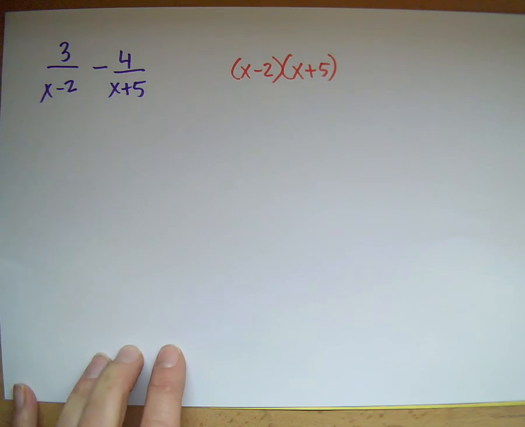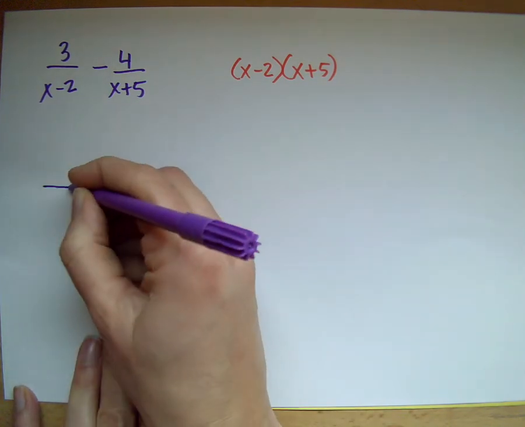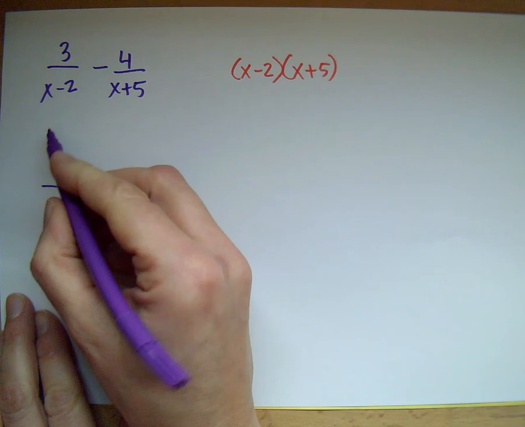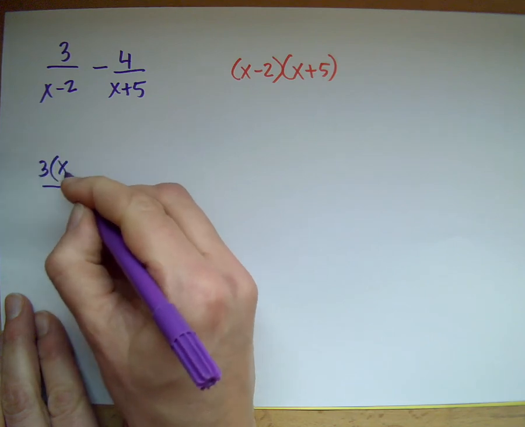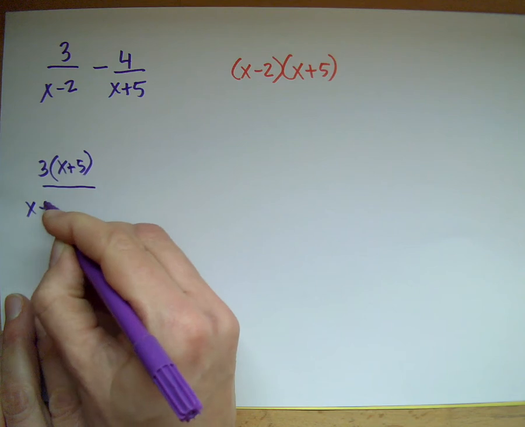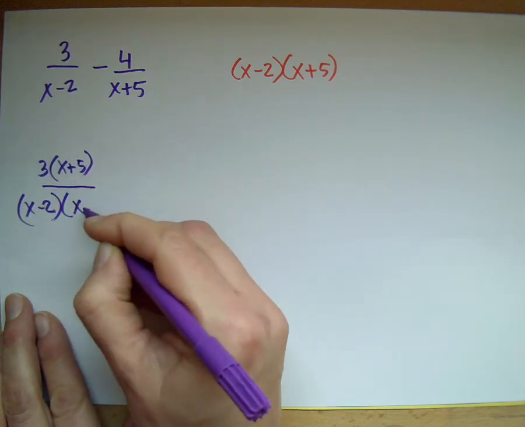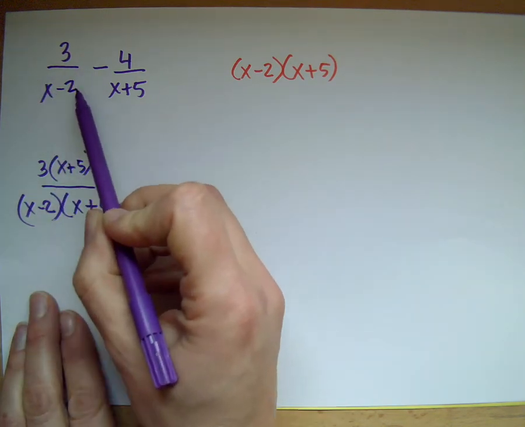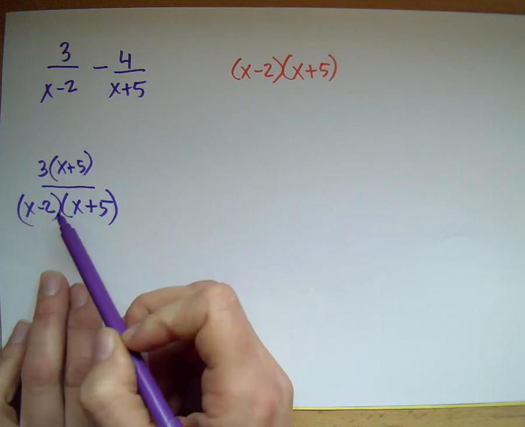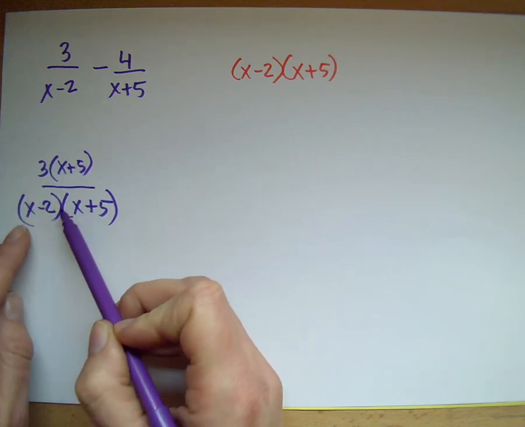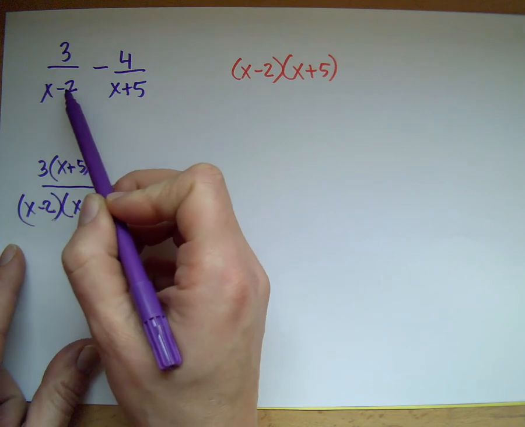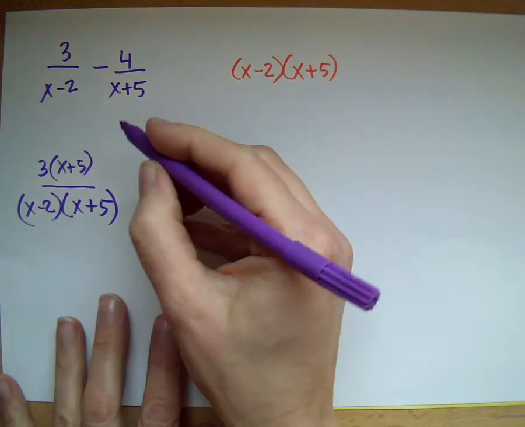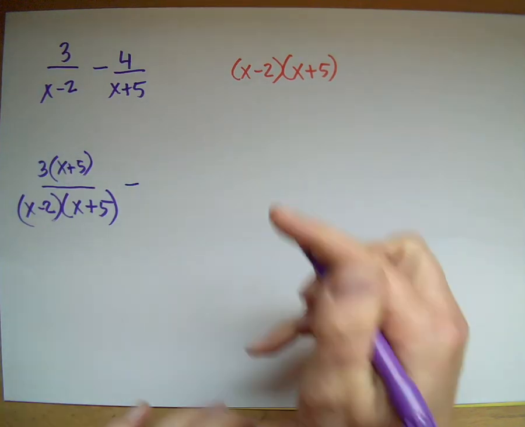But whatever we do to the bottom to change the denominator, we also do to the top. So here we multiply by x plus 5, so we do that to the top as well. 3 times x plus 5 and x minus 2 times x plus 5. I have to put parentheses around this x minus 2 now, because otherwise we want to multiply this whole denominator by x plus 5. If I don't put the parentheses, we're only multiplying negative 2 by x plus 5, which is not what we should do.